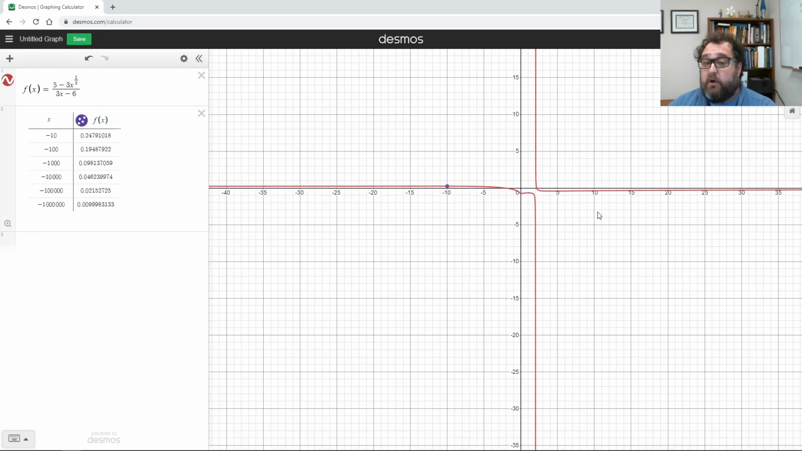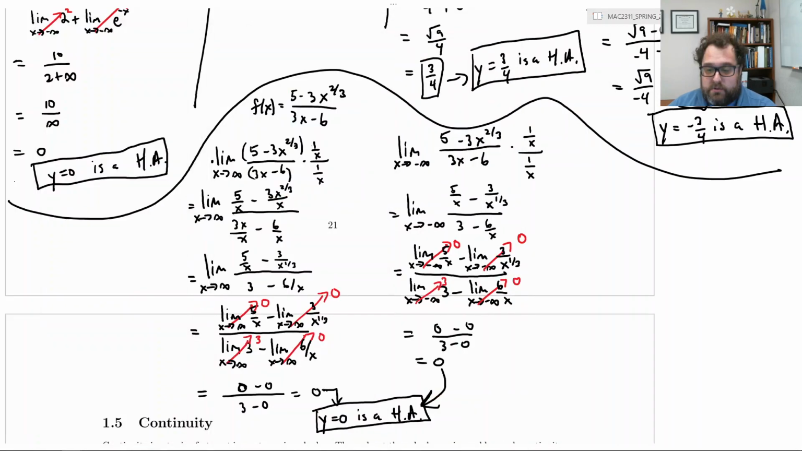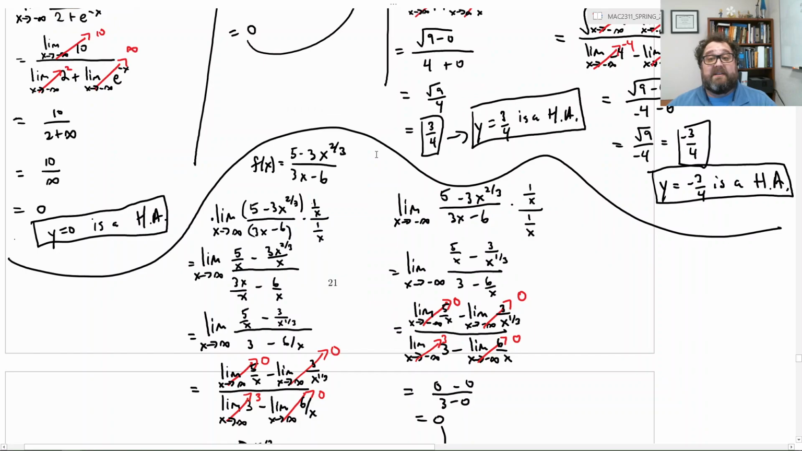Okay? So yeah, there we have it. Solution's definitely correct. Horizontal asymptote at the origin. Although it doesn't appear so if you're really close to the origin. Okay? So that wraps up this section.